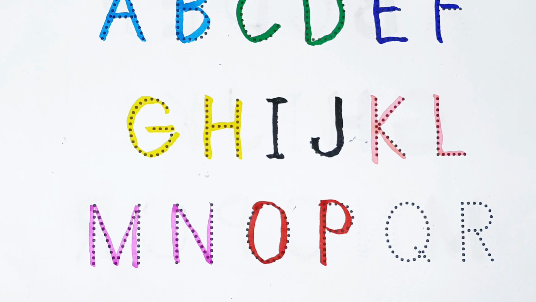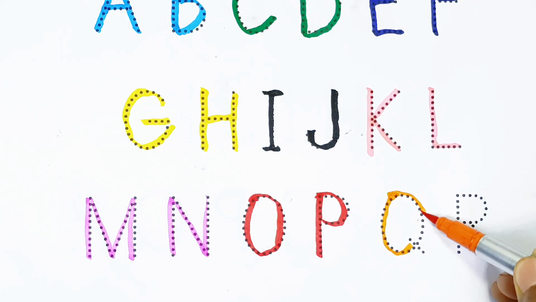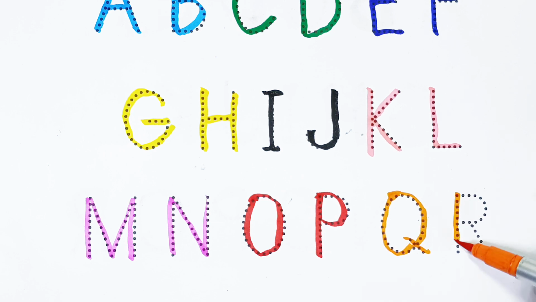Kids, now you draw Q. Q for queen. R for rose.